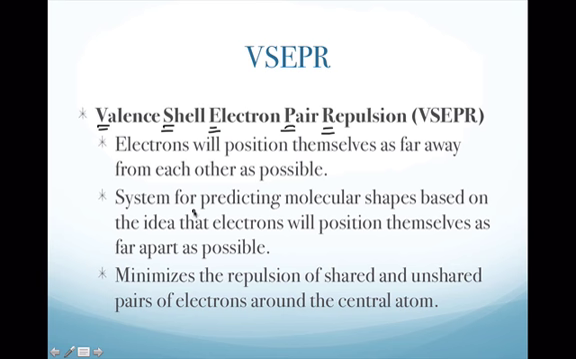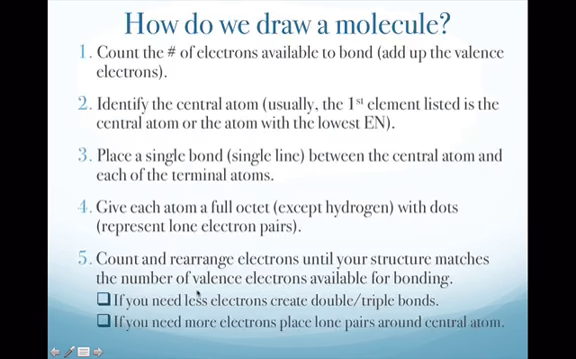This is the system that we use to predict molecular shapes, and it's based on that idea that electrons are going to get as far away from each other as possible. That's going to minimize the repulsion of the shared and unshared pairs of electrons around the central atom. So it's all about the electrons minimizing the repulsions between them. We want to get them as far away from each other as we can.